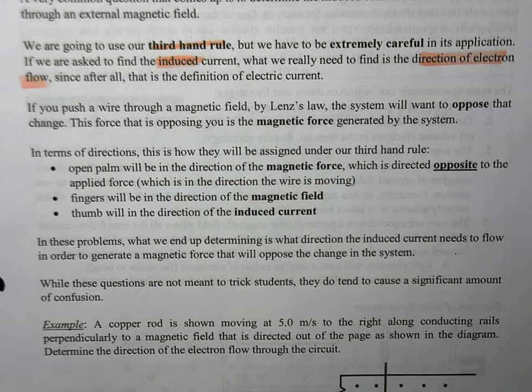Now here's where the whole Lenz's law thing kicks in. If you're pushing a wire through a magnetic field, the system is not going to like that. By Lenz's law, the system is going to generate a magnetic force to oppose any change that you've made. So for example, if I push a wire to the left in a magnetic field, the whole system is going to generate an induced current such that a magnetic force directed to the right opposes my motion. So that's where we have to be careful. We want to make sure that we understand that the magnetic force is going to oppose what we are trying to do. It's going to oppose the change.